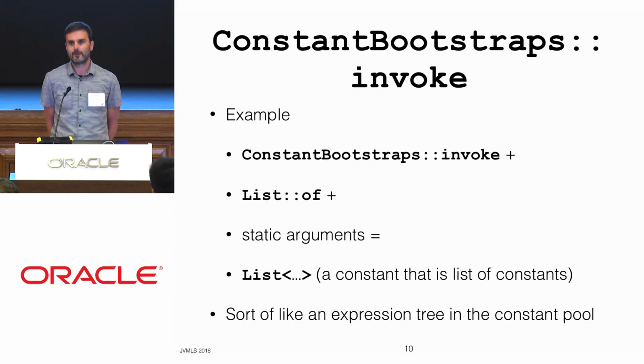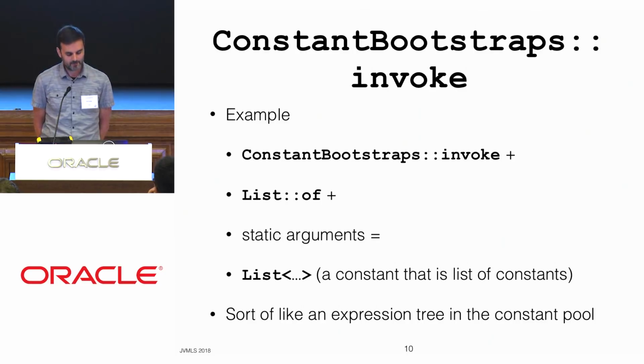And here's a canonical example we often talk about. So if you've got ConstantBootstraps invoke, plus a list method handle, plus static arguments, you can have yourself return a constant list that contains constants in it. And that's actually quite nice. So it's sort of like an expression tree in the constant pool, if you like. But that requires a bit of ceremony to express that.